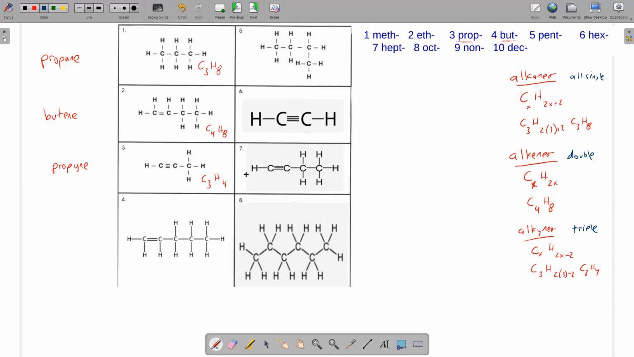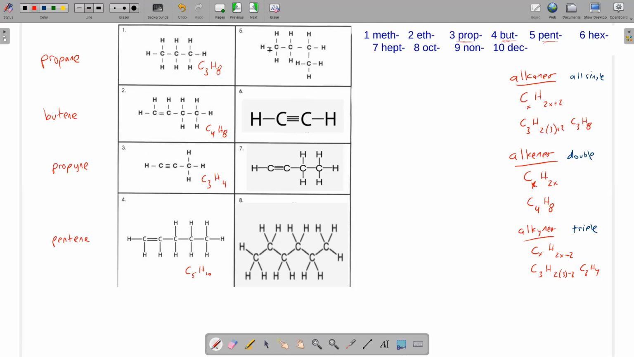Anyway, so the number 4, real quick, we got 5 carbons in a row. So it's C5. And then there's 10 hydrogens. So it's C5H10, and there's a double bond over here. So that formula follows the rule for alkenes. And there's a double bond, which means it's also an alkene. So there's 5, which is pent-, and -ene. So pentene is the right name.